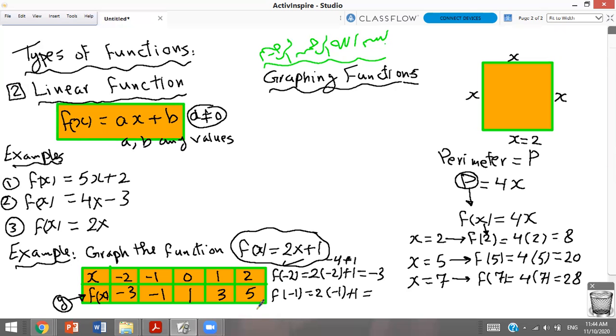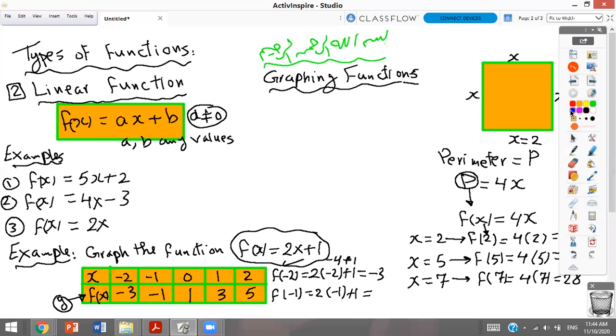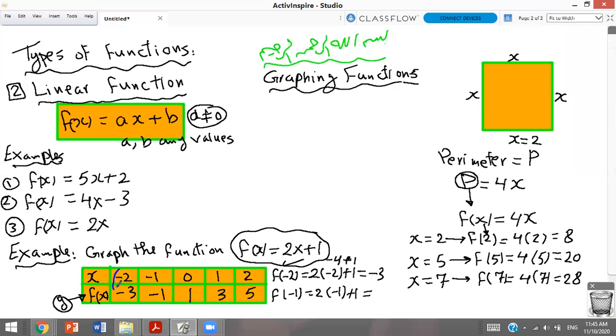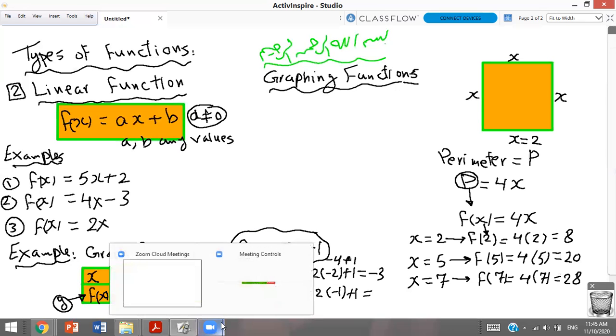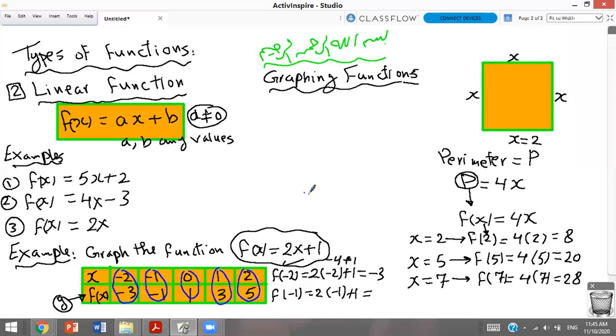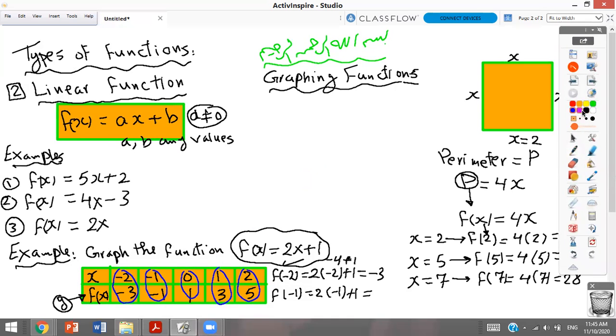Lucy, how many points? You know what it means, points? It's x and y. Then it will be what we have here. This is the first point, negative 2, negative 3. Here is the second point, negative 1, negative 1. Third point, 0, 1. 1, 3. 2, 5. Okay, now I'll make your coordinates to draw.